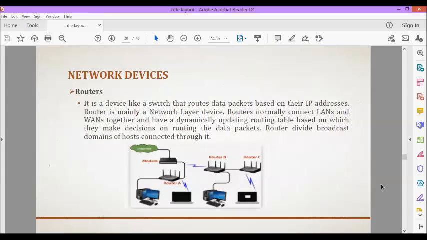Next, we have another device, which is the router. So it is a device like a switch that routes data packets based on their IP addresses. So router is mainly a network layer device. Routers normally connect LANs and WANs together and have a dynamically updating routing table based on which they make decisions on routing the data packets. So router divides broadcast domains of hosts connected through it.